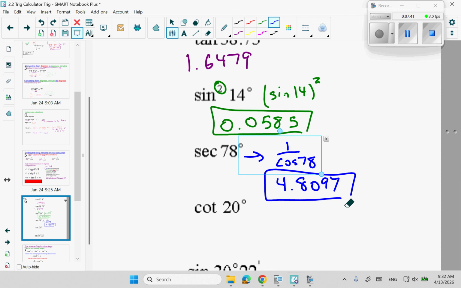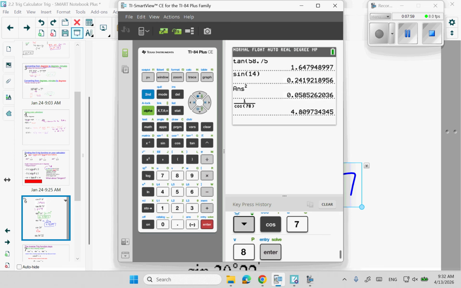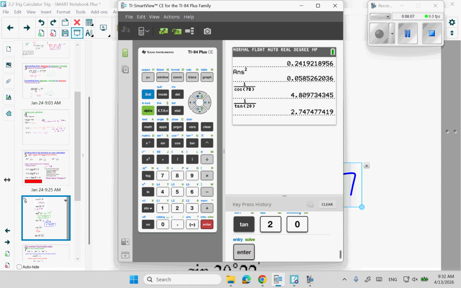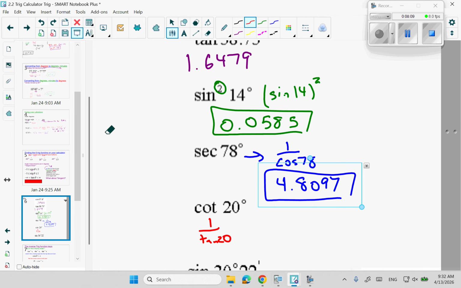One thing to notice, because cosine and sine always have a bigger denominator, they're always less than the absolute value of 1. Secant and cosecant, because they're flipped versions of that, should always be bigger than 1. Cotangent goes to tangent, so that's 1 over tangent of 20. So I get 2.7475.